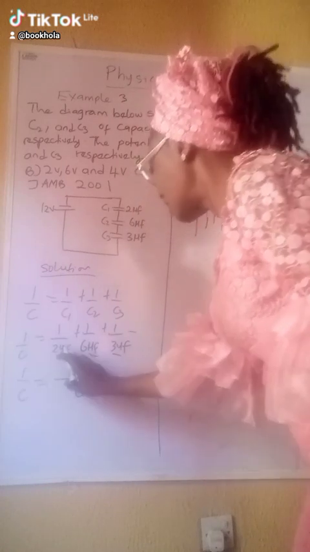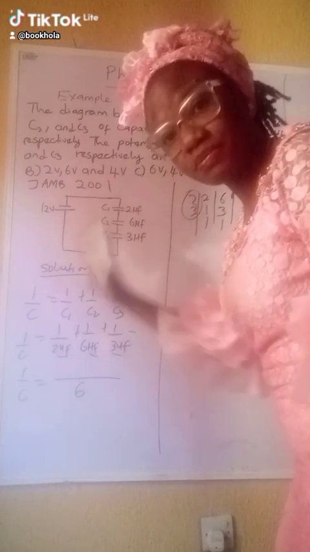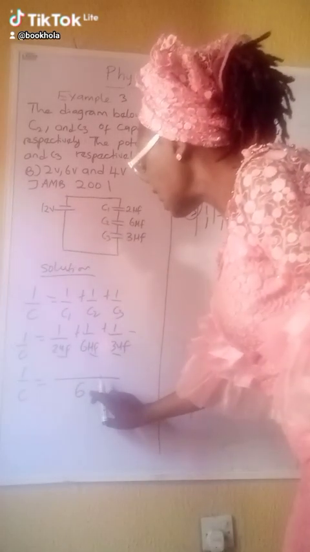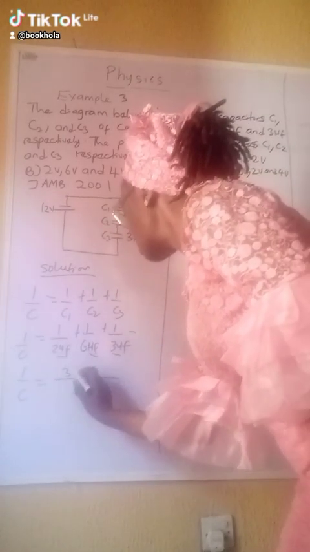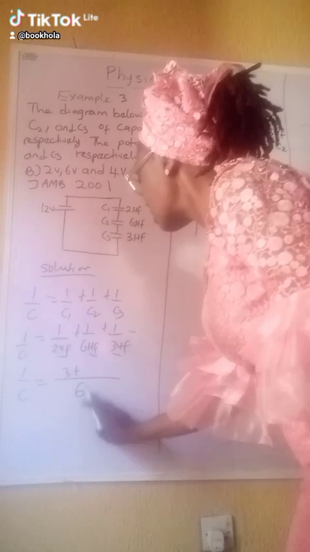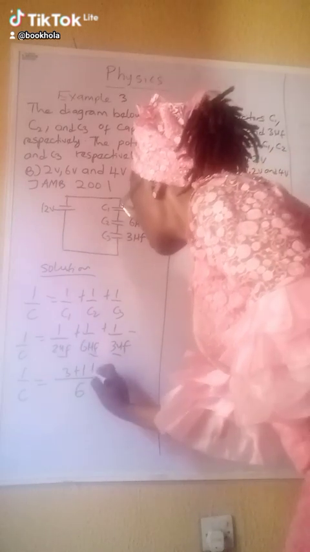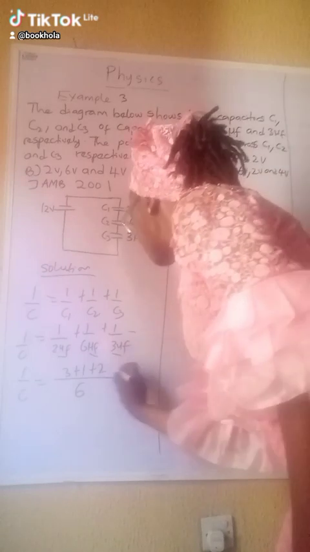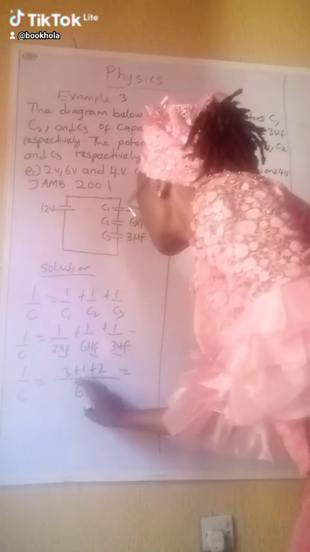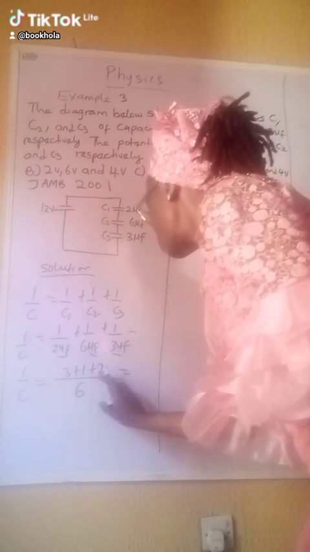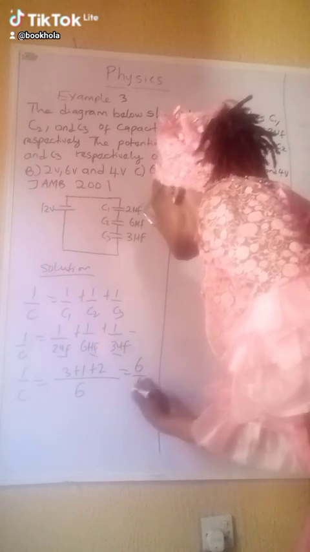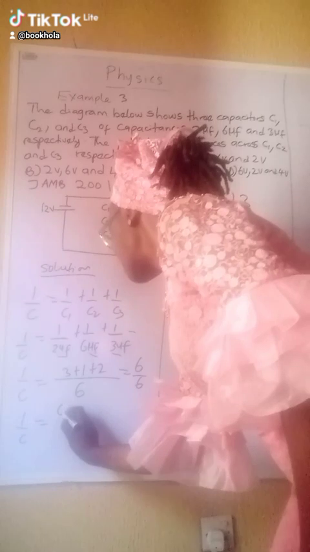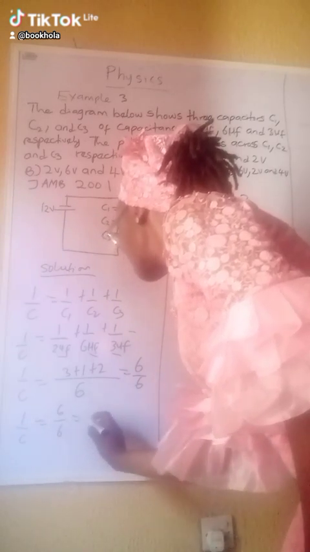Let's drop the microfarad; we'll put it back when we're done. 2 into 6, we have 3, 3 times 1, 3. Plus 6 into 6, how many times? 1, 1 times 1, 1. 3 into 6, how many times? 2, 2 times 1, 2. So let's add them up. 3 plus 1, 4. 4 plus 2 is 6. So we have 6 over 6. So we have 1 over C is equal to 6 over 6.